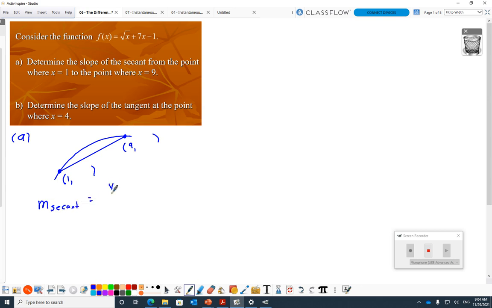I'm really just doing y2 minus y1 over x2 minus x1. And they've given me the two x values here. That's the nice thing about secant slopes. You've always got both the points, and so now you're just finding the slope between them. And so, okay, I'll take a second and sub those values in. When I sub 9 in, let's see, f at 9 is root 9 plus 7 times 9 minus 1. I almost wrote plus 1 there, minus 1. Let's see if I can do this in my head here. 3 plus 63 minus 1 is 65. So the second y value is 65.